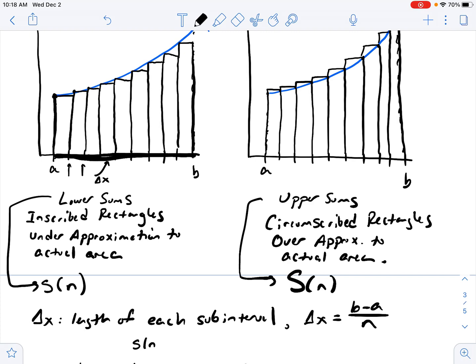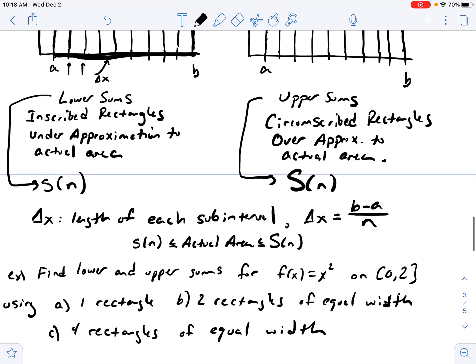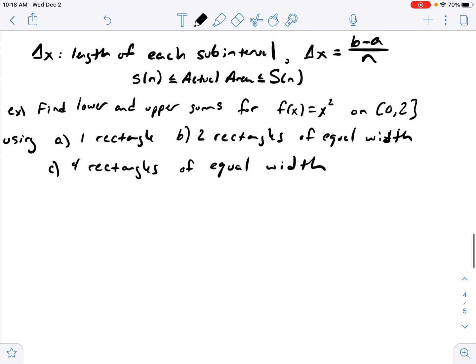Okay, and again, what we should notice is that the lower sum area is going to be less than or equal to the actual area, which in turn is going to be less than or equal to the upper sum area. So what we can do to approximate area is get a lower sum, get an upper sum, and then we know that the actual area will lie somewhere in between the two. Okay, so let's see how that works with an example.